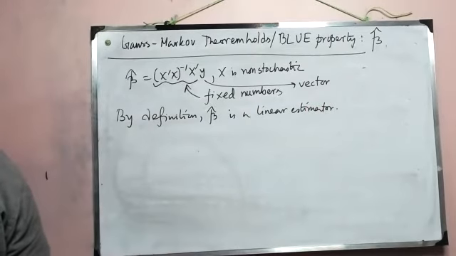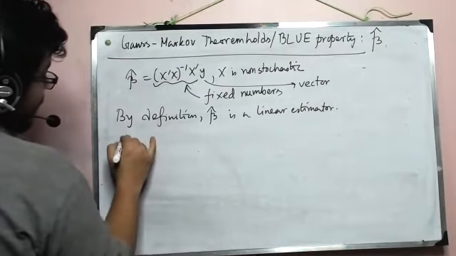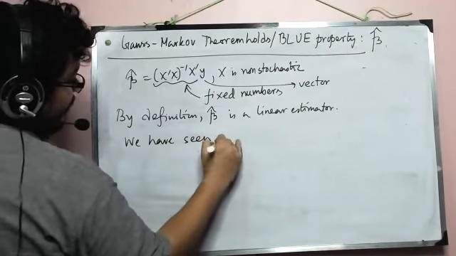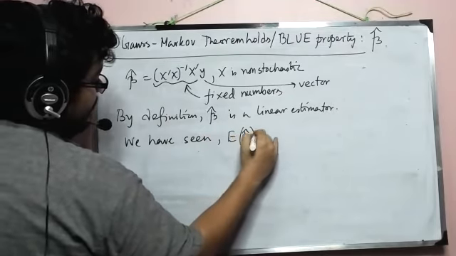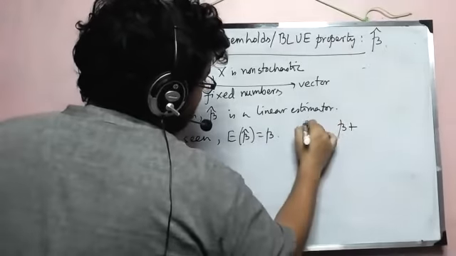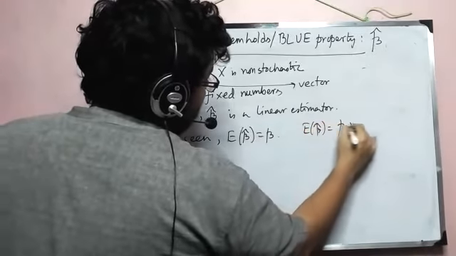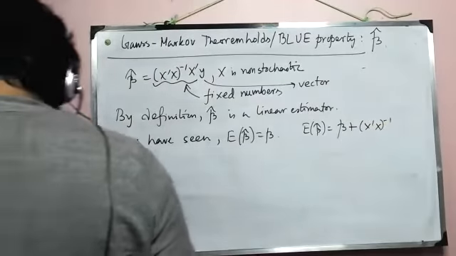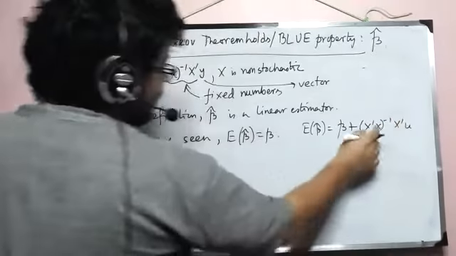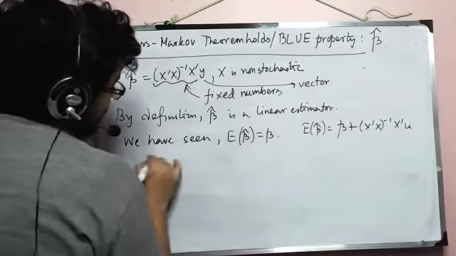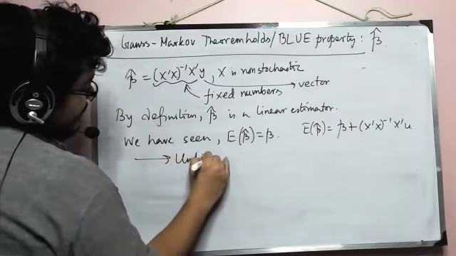Okay. And we have seen that expectation of beta hat is equal to beta, right? Because from that expression where I get expectation of beta hat as beta plus x transpose x inverse x transpose u, I've shown you that this is unbiased. So it is an unbiased estimator as well.